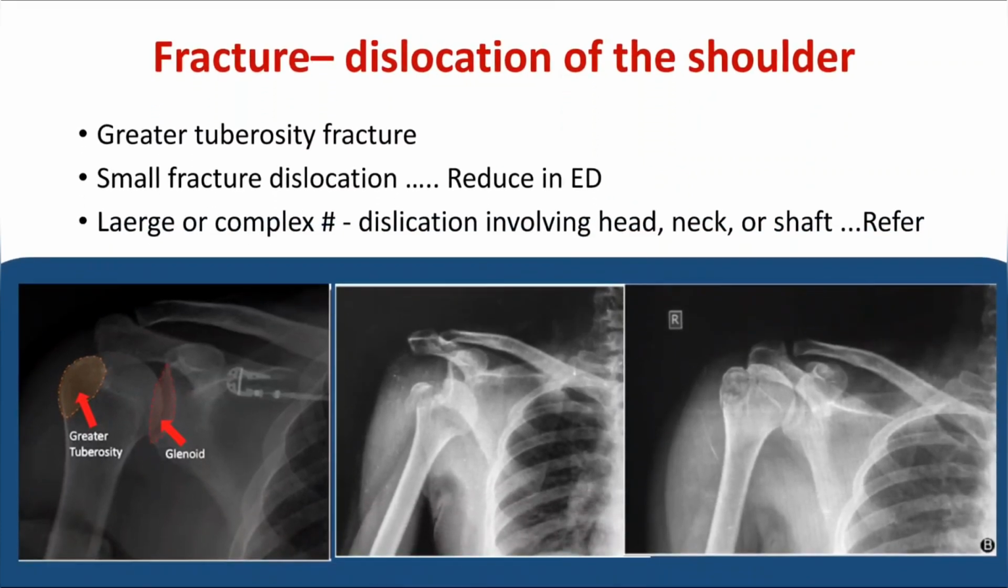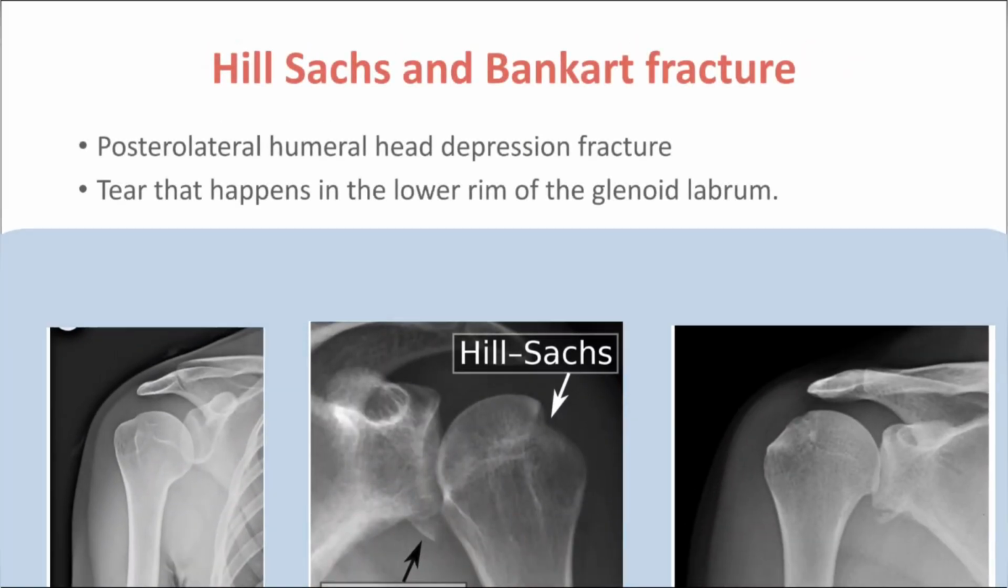I will show you a video about how to reduce the anterior shoulder dislocation, but let's talk more about it because sometimes there might be an associated greater tuberosity fracture. If it is a small fracture, you just go ahead and reduce the shoulder. But if it is a large or complex fracture and dislocation involving the head, neck, or shaft, you have to call the orthopedician for reduction.